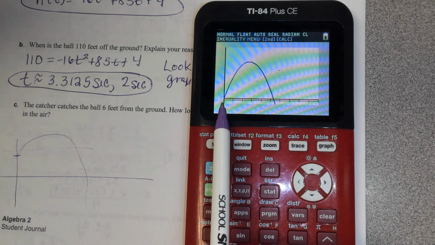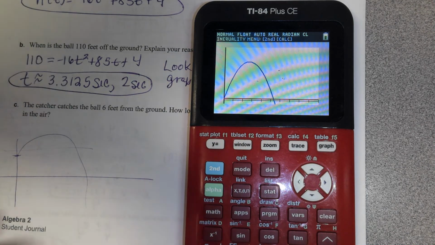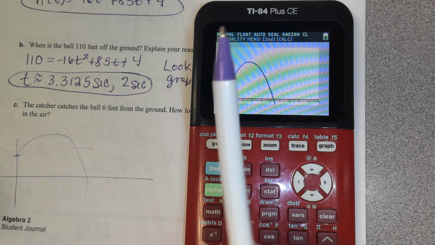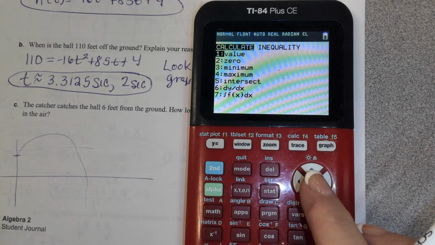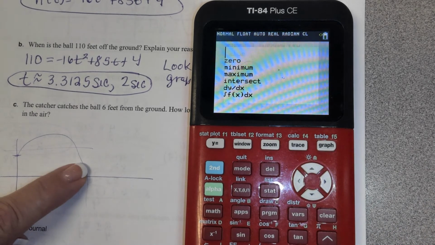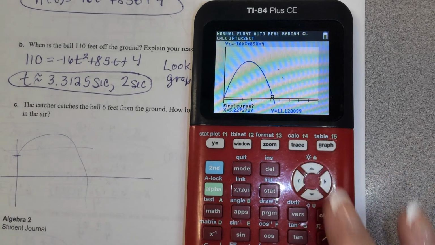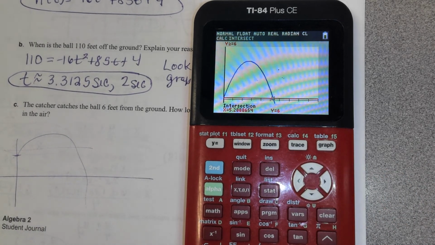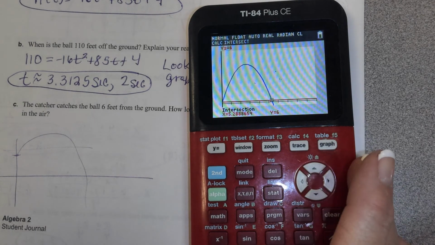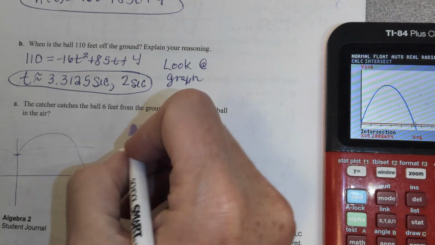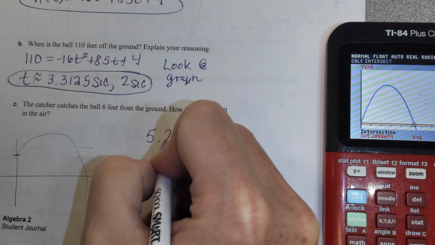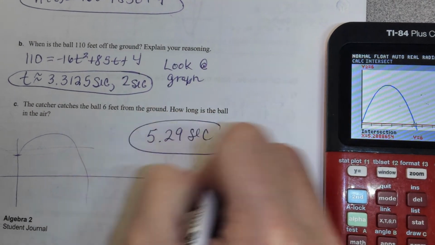Now he's not going to be able to catch it right there. A catcher doesn't catch the ball on the way up. Like, here's the ball going up. Oh, I caught it. No, that doesn't typically happen. They catch it on the way back down. So we're going to find that point out here. 5.28, we'll round to the nearest hundredth. So 5.29 seconds is how long the ball's in the air.